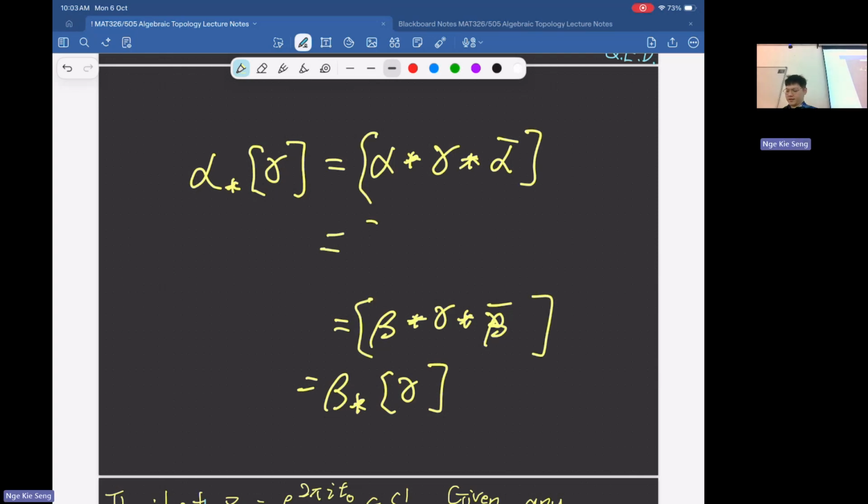Okay, and then I think here is the magic. So I go alpha, and then I go beta inverse.